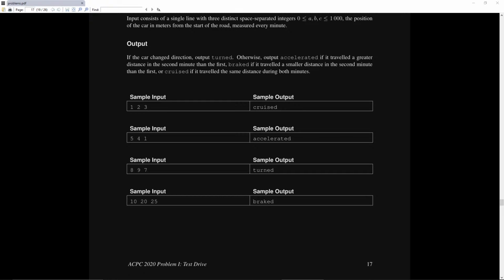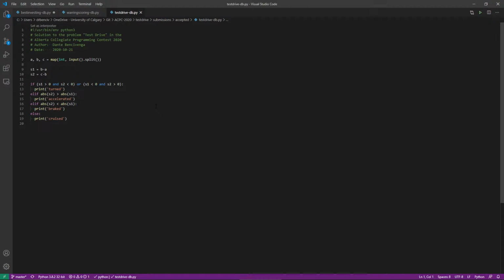So let's quickly show you my code for this one too. Yeah, this one should be relatively easy. Actually, even this code is more complicated than it needs to be, because we're looking at S1. That's the speed in the first interval, so B minus A. S2 is the speed in the second interval, so C minus B. Because really, what we care about is not so much the positions, but the speeds, because we're talking about acceleration, deceleration, and change of direction.